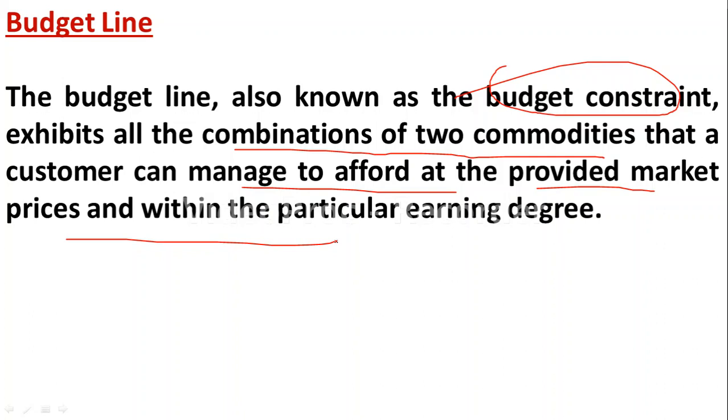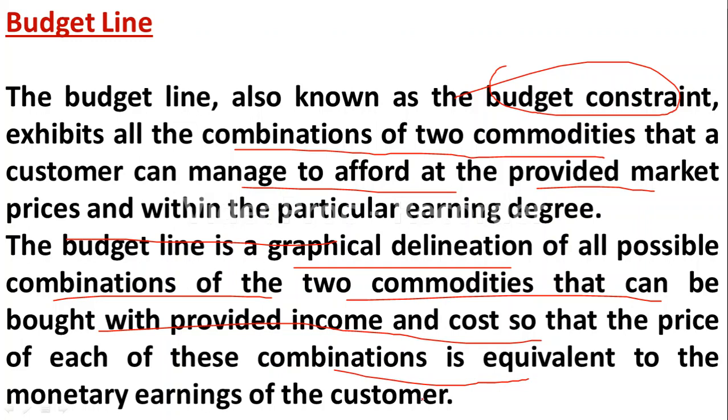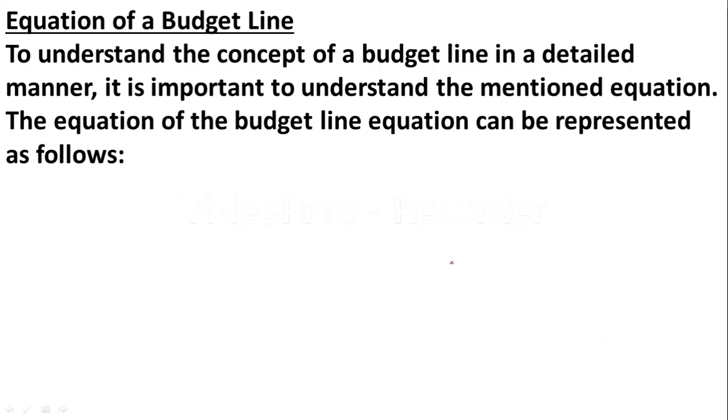So the budget line shows the combinations of two goods which are available to the consumer at his given level of income and market price. So the budget line is a graphical representation of all possible combinations of the two commodities that can be bought with the provided income and prices, so that the price of each of these combinations is equivalent to the consumer's income. So there are various combinations available to the consumer at a given level of income, and he can buy any one combination.